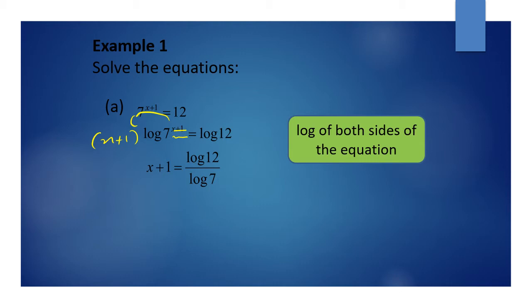So we don't have x plus 1 in the power here. Because we want to solve for x, what we can do is divide everything by log 7. On the left side, we are left with x plus 1. On the right side, we are left with log 12 over log 7. So x is equal to log 12 over log 7 minus 1. To get x, we subtract 1 on both sides. So we are left with x equal to 0.277.